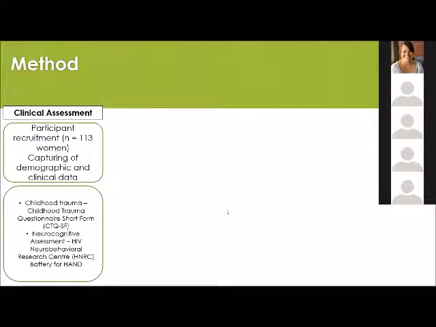For our research, 113 participants were recruited by researchers in the Department of Psychiatry for a larger study. The recruitment of participants, the assessment of childhood trauma, as well as neurocognitive assessment was conducted by trained personnel at baseline and then again at a one-year follow-up. Blood samples were drawn from participants from which DNA was extracted for genetic analysis.